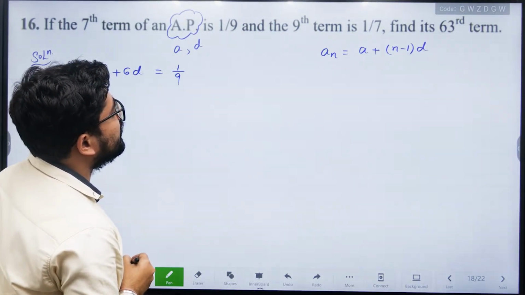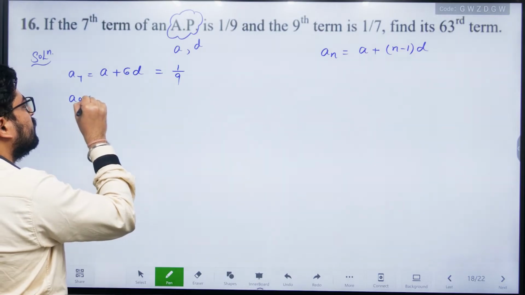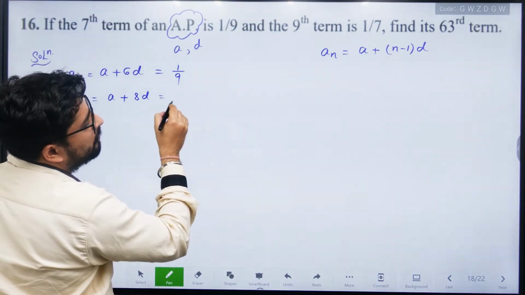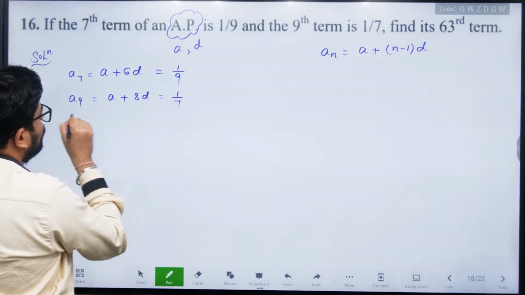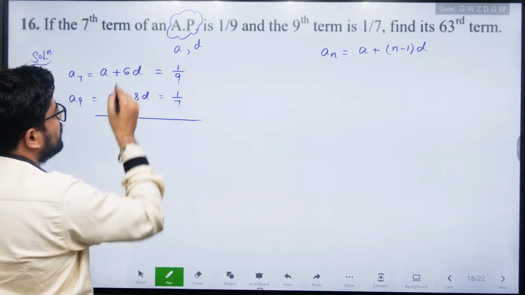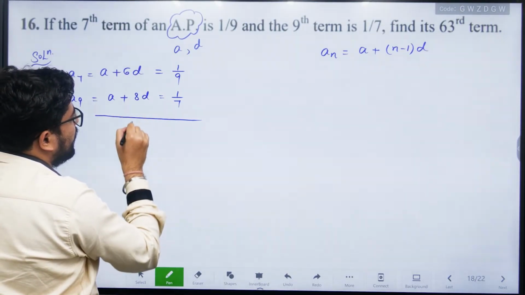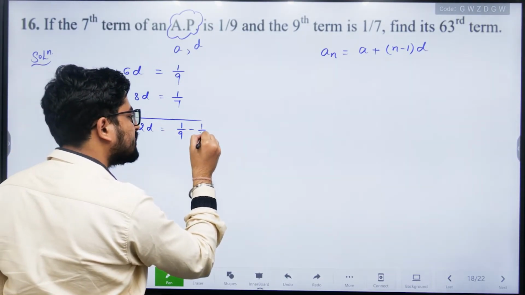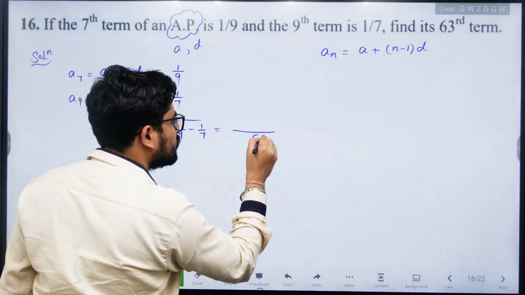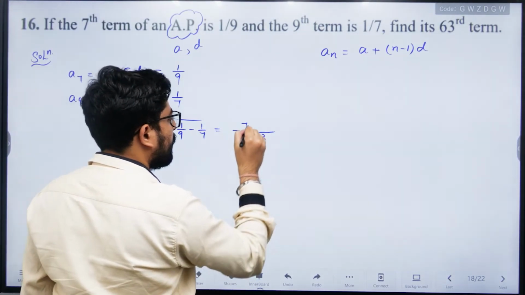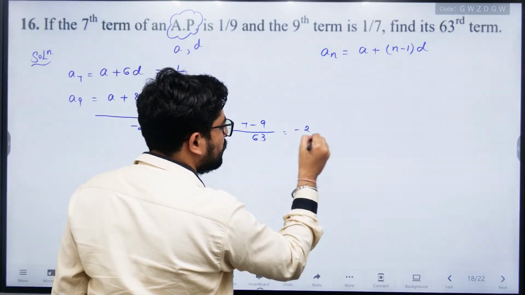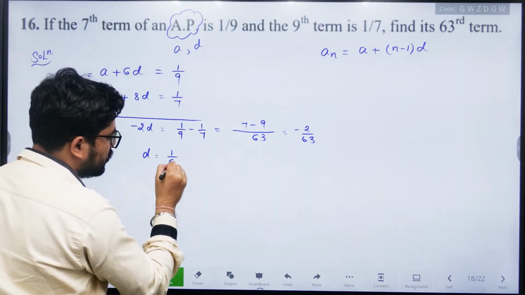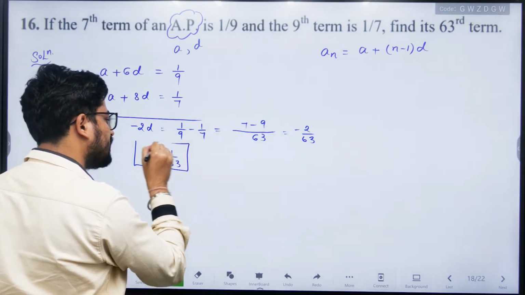Next, the ninth term is 1 by 7. The ninth term is A plus 8D, equal to 1 by 7. So now when you subtract, you will get A minus A is 0, and 6D minus 8D, that's minus 2D, is equal to 1 by 9 minus 1 by 7. When you take the LCM, this is 63, that is 7 minus 9, minus 2 by 63. So from here you can calculate D. You can cancel minus 2 from both sides, so D is 1 by 63.